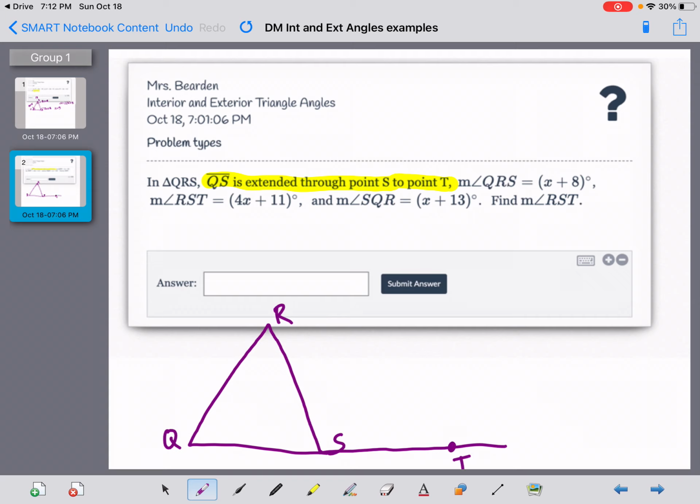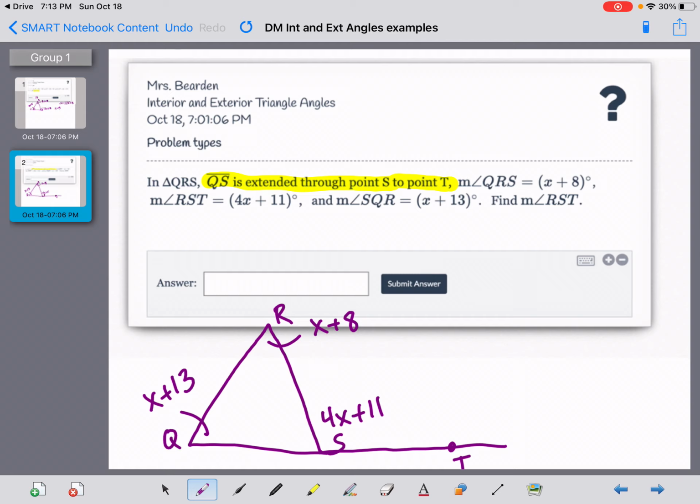All right. And now QRS, which is the angle up here at the top, that's X plus 8. And RST is 4X plus 11. And then SQR is X plus 13. So you've got to be careful. These problems, you have to read the angles and make sure that you're putting the measurements in the appropriate spots, okay?